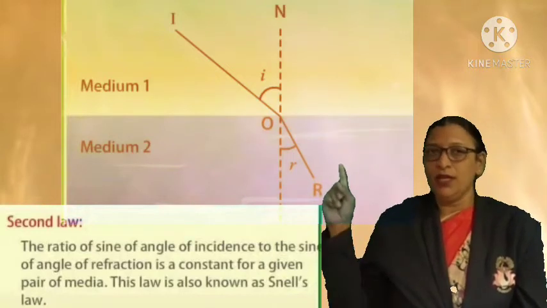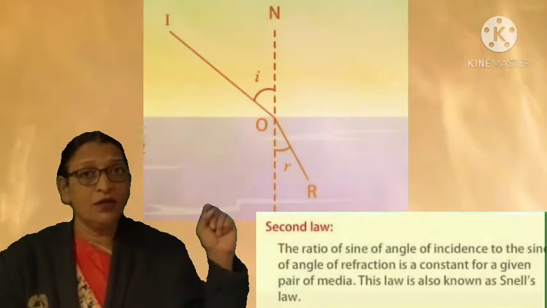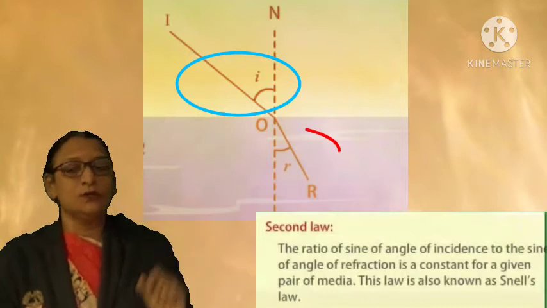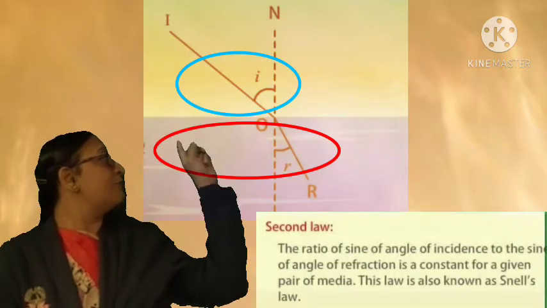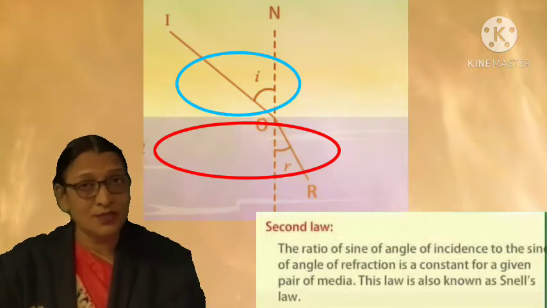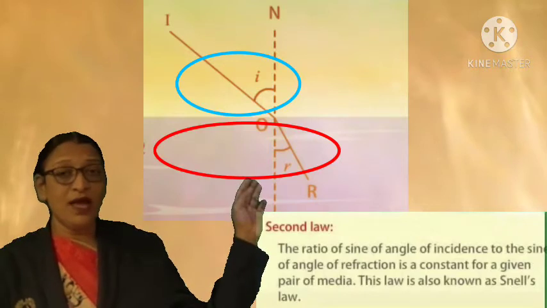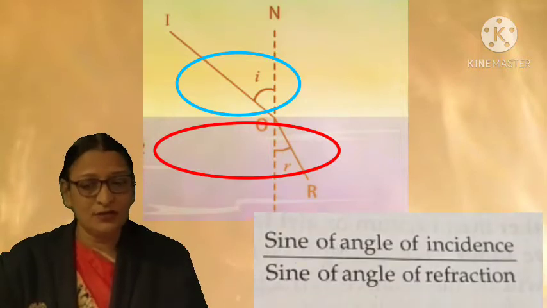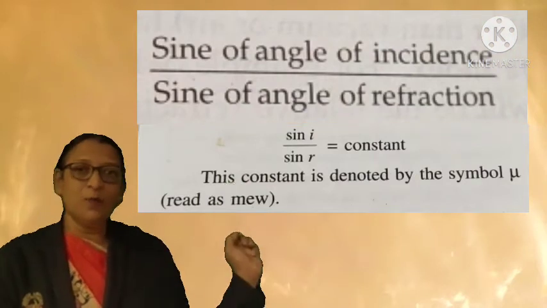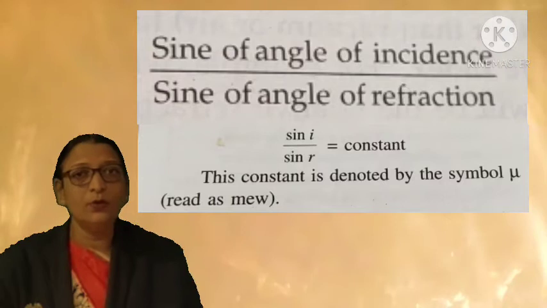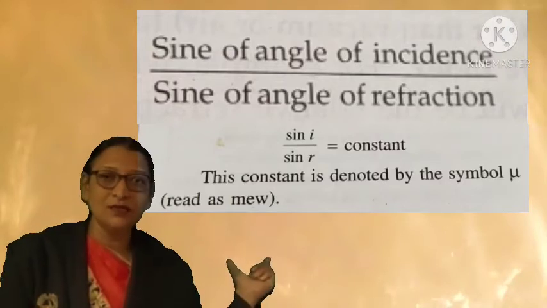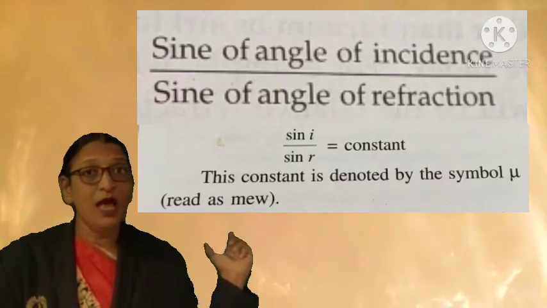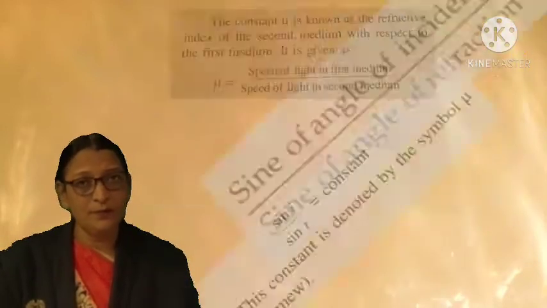For the given pair of media and the given color of light, the ratio of the sine of the angle of incidence to the sine of the angle of refraction is always constant. We can represent it as sine angle of incidence upon sine angle of refraction, sin i upon sin r. It is equal to a constant, and this constant is known as mu. This constant mu is also referred to as the refractive index of that media.